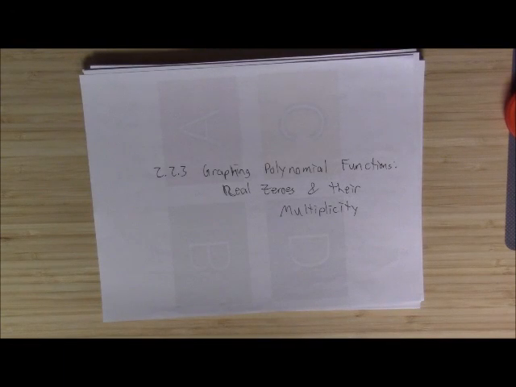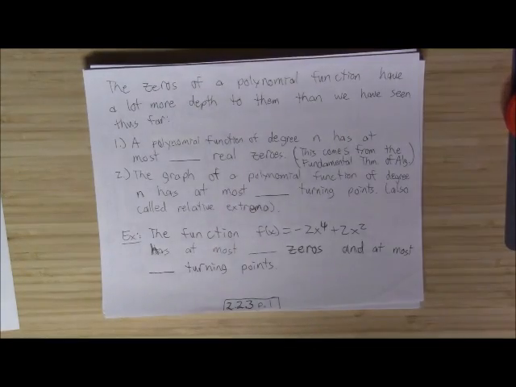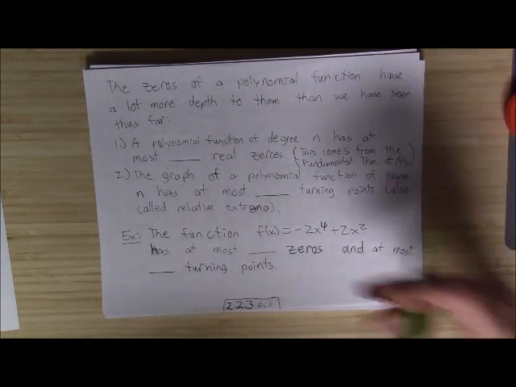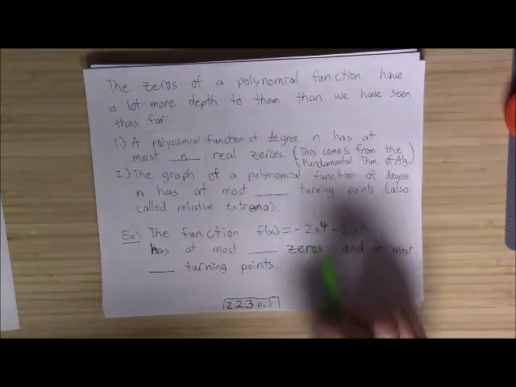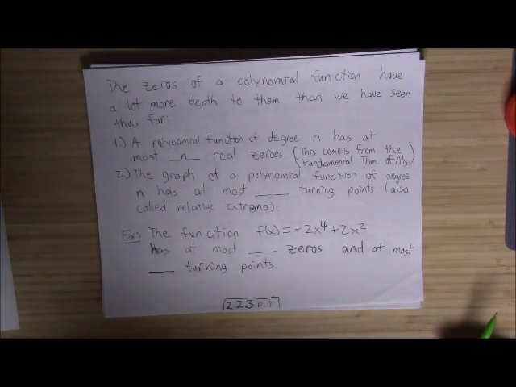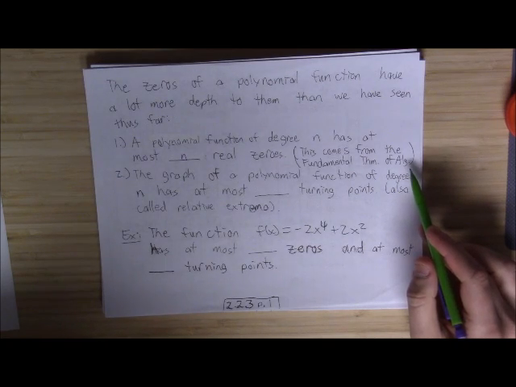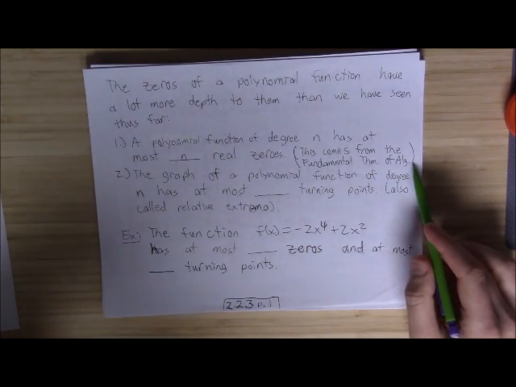In this video, we'll be diving into zeros and what they mean about multiplicity for polynomial functions. Zeros of polynomial functions have a lot more depth than we have seen so far. Namely, a polynomial function of degree n has at most n real roots. This comes from the fundamental theorem of algebra, which we'll see in about three more sections.